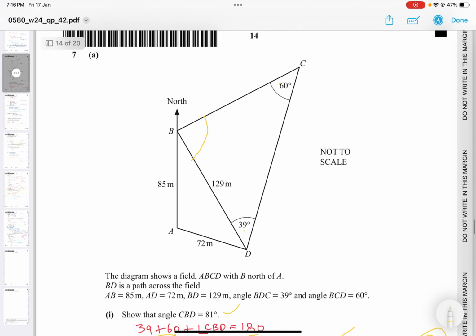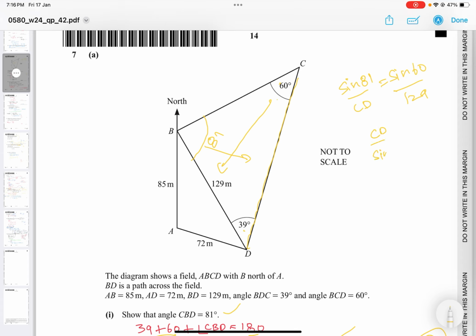Calculate CD. Are you aware of the sine rule? Alright, CD. Let's see this one. So, we have to calculate CD. We know this is 81. So, sin 81 upon CD, opposite side to this angle, equals sin 60 upon 129. Yes or no? We know the value. We want the value of CD. So, just reciprocal both sides.